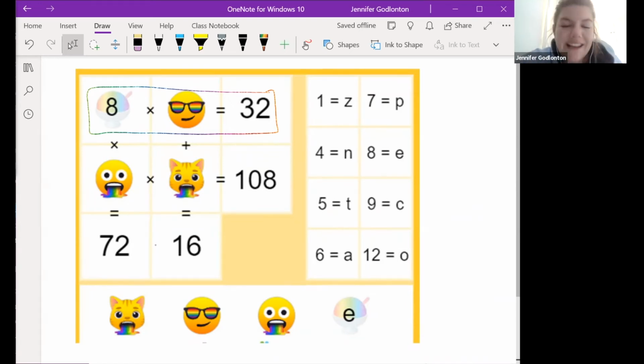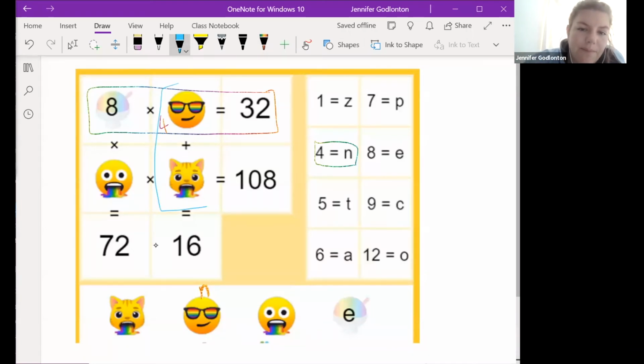You're getting there. Okay, let's talk about it, and then I'll give you another one of these on Thursday, and then you'll know what to do. If we have a look at this little rectangle I've drawn, you can see 8 times 4 would give me 32. So 4 is the letter N, and that means that this is going to be an N. Then we look at our next one. We could say 4 plus 12 is going to give us 16. So we look at 12, and 12 is an O.